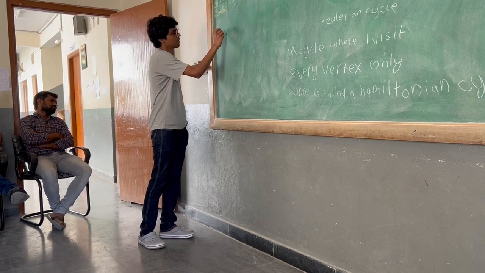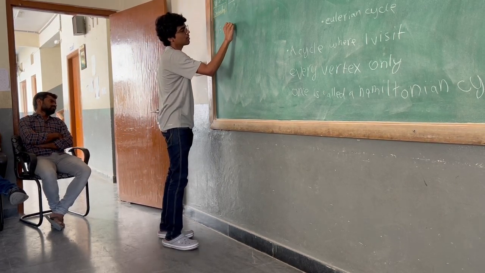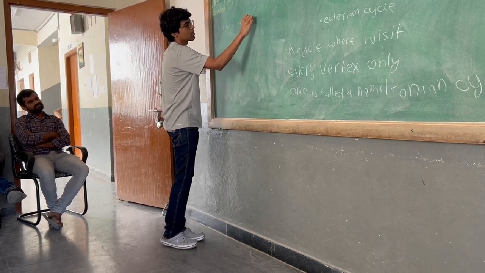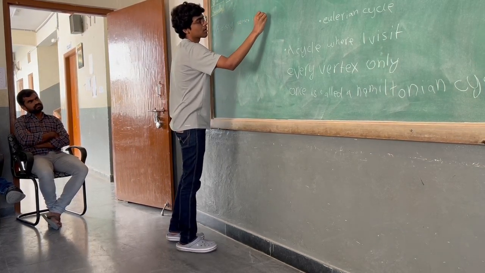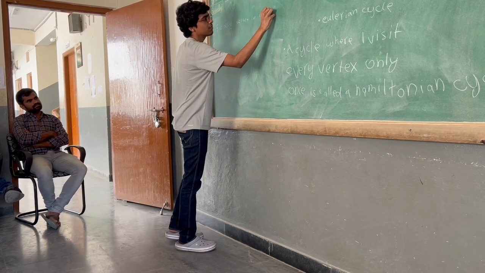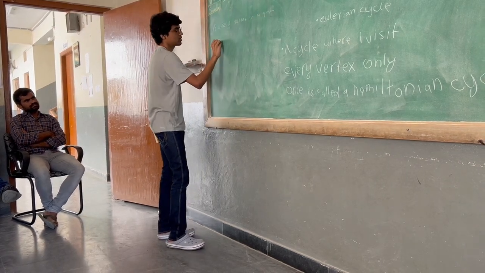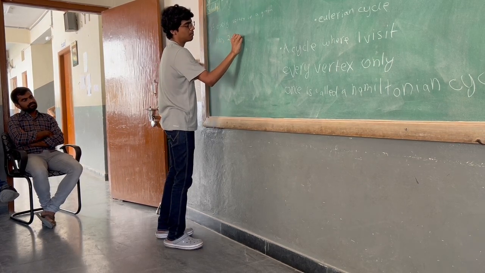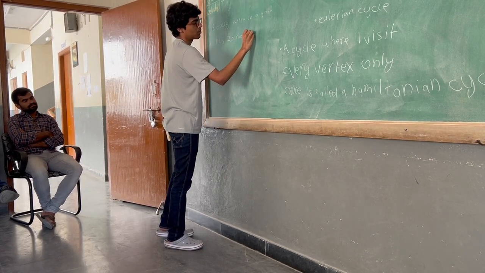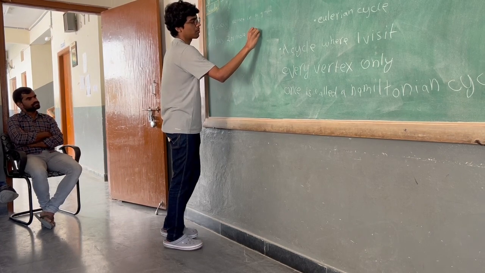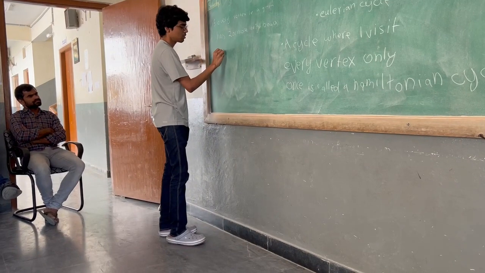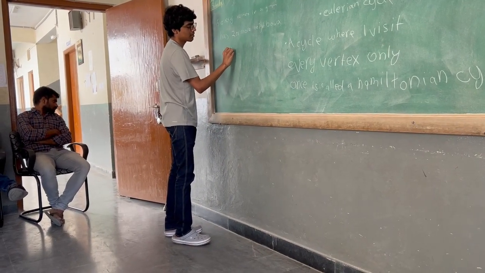if every vertex in a graph has 2 or more neighbors, there exists a cycle in the graph.